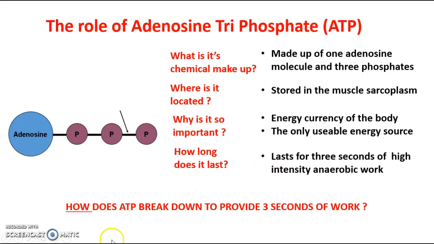But before that, I suppose we need to have an understanding of the following. How does ATP give us the 3 seconds of energy? So we've said all this stuff here: one adenosine, three phosphates, stored in the muscle sarcoplasm. It's the energy currency, it's the only usable energy source, and it lasts for 3 seconds of high intensity anaerobic work. What we haven't got an understanding of at the moment is how it happens. How does that actually produce energy? So let's have a look then.